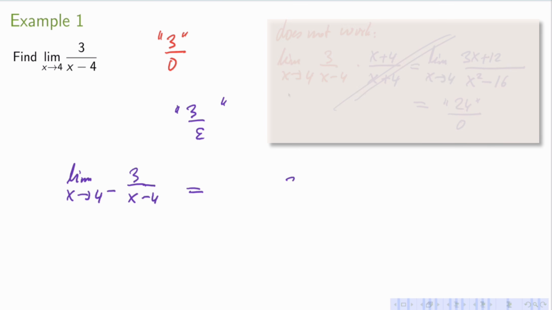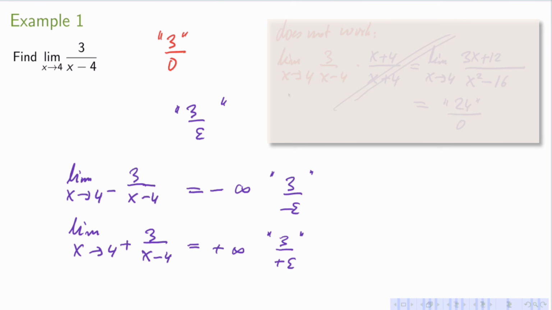This is of the form 3 divided by minus epsilon. So this will go to minus infinity. Well, this is of the form 3 divided by plus epsilon. So it goes to plus infinity. This limit does not exist because left and right-sided limits do not agree and they are infinity. So it's a really big D and E.